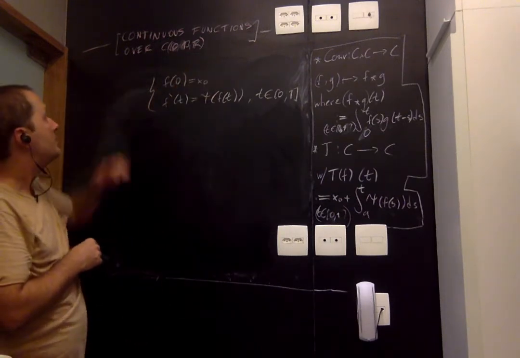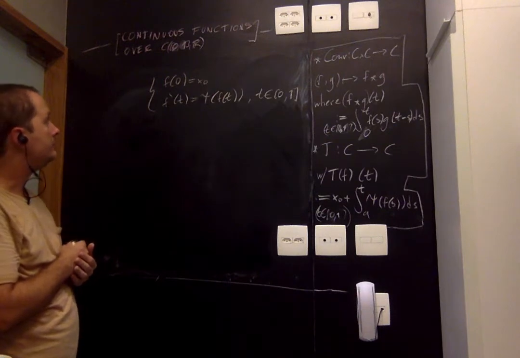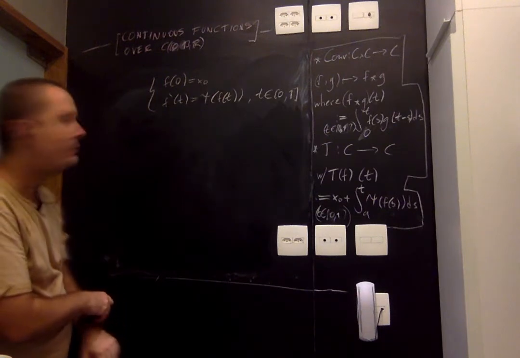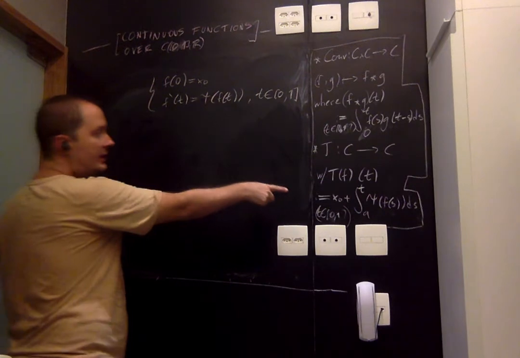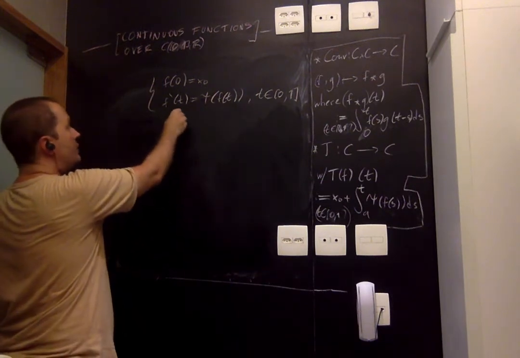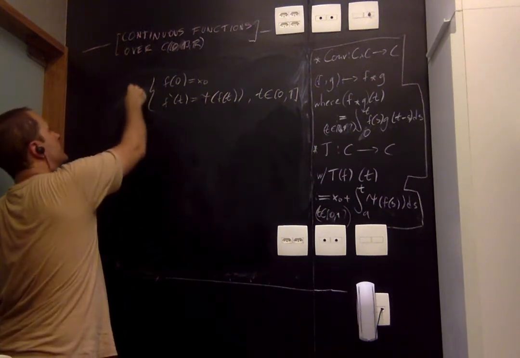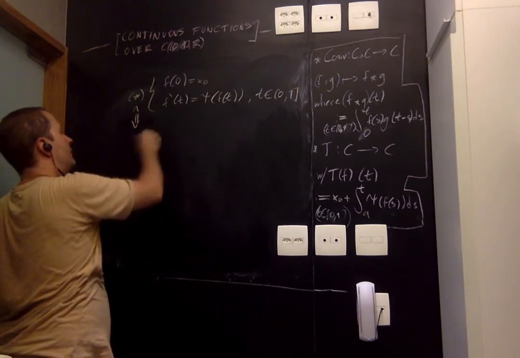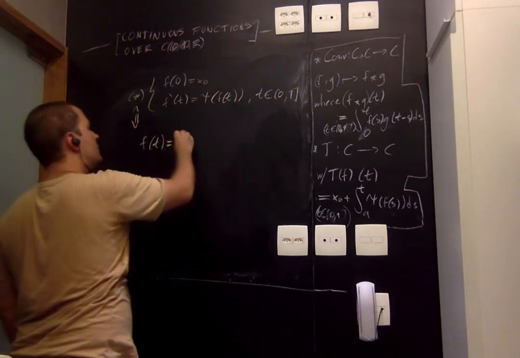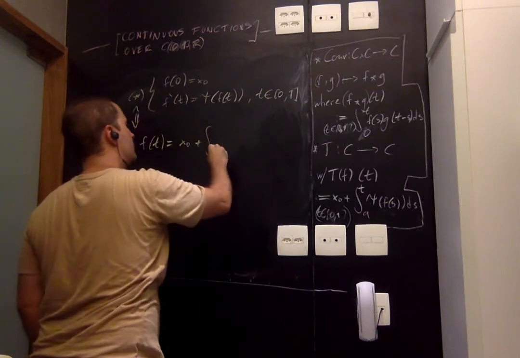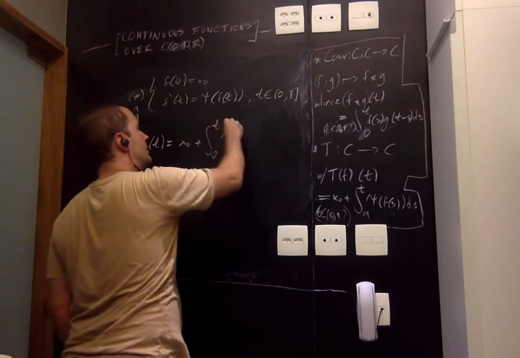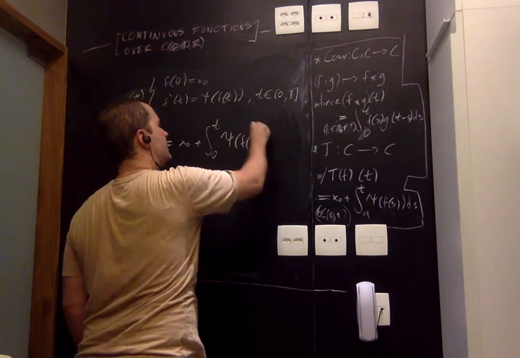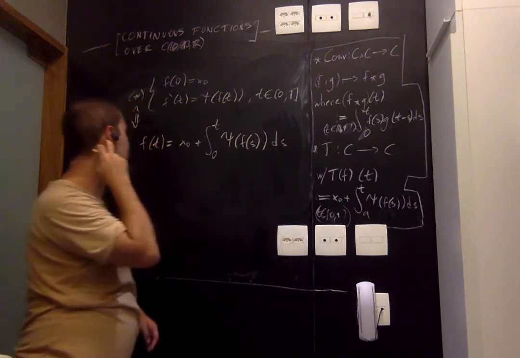Okay, so, right, so how is this related to that? Well, a function satisfies this if and only if f of t is equal to x0 plus the integral from 0 to t of psi of f of s ds. And why is that?